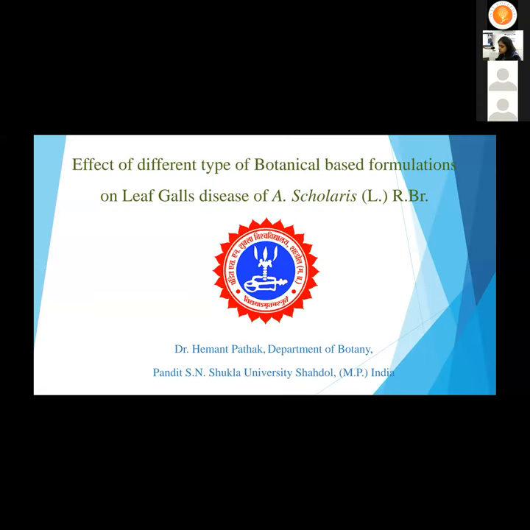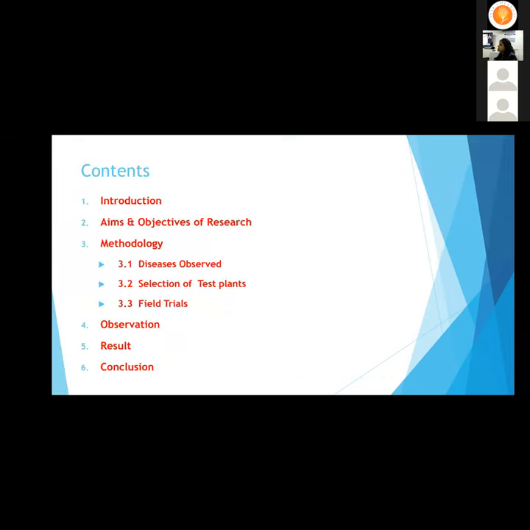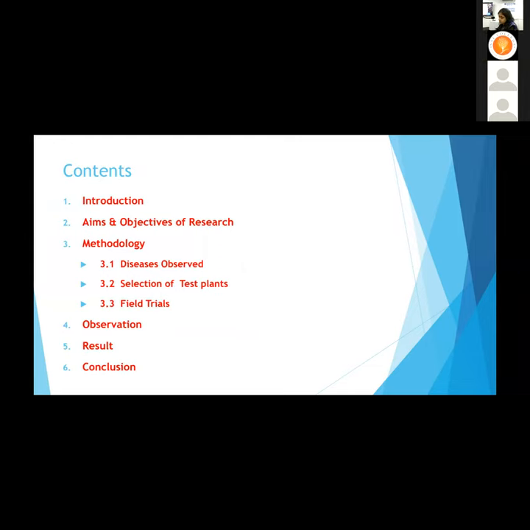My topic is the effect of different types of botanical-based formulations on leaf gall disease of Alstonia scholaris. These are the contents: introduction, aims and objectives of research, methodology, disease observed, selection of test plants, field trials, observations, results and conclusion. First, we will discuss the introduction.